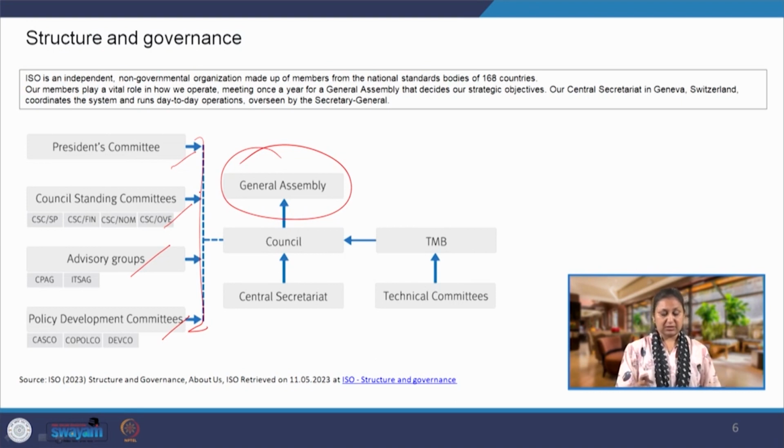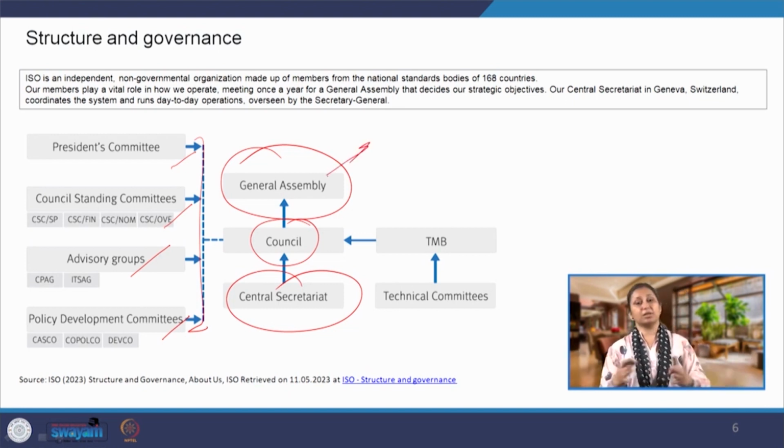Now, all these 4 different types of committees facilitate the General Assembly, which is the supreme. So, the General Assembly is the supreme, and the Council and Central Secretariat are within the General Assembly, smaller bodies consisting of some members. The General Assembly is a body which consists of all the members which are party to ISO. So, almost all the nations have their own standardization bodies, and these standardization bodies have representatives in the General Assembly; they are part of ISO. Of course, this is a voluntary participation, voluntary membership. So, if some country wants to be a part of ISO, they will. If they do not want to be part of ISO, they may not.